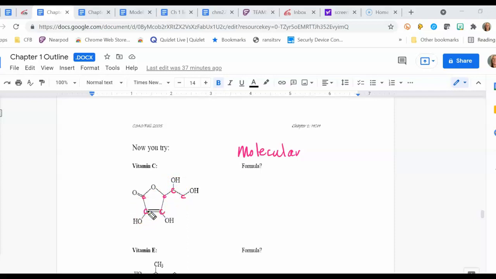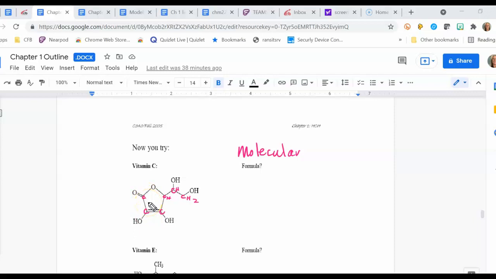Then I have to be able to identify where all my hydrogens are. So I'm expecting another hydrogen here. I'm expecting 2 hydrogens here. I would expect 1 hydrogen here. 1, 2, 3, 4, no hydrogens there. 1, 2, 3, 4, no hydrogens there. 1, 2, 3, 4, no hydrogens there.